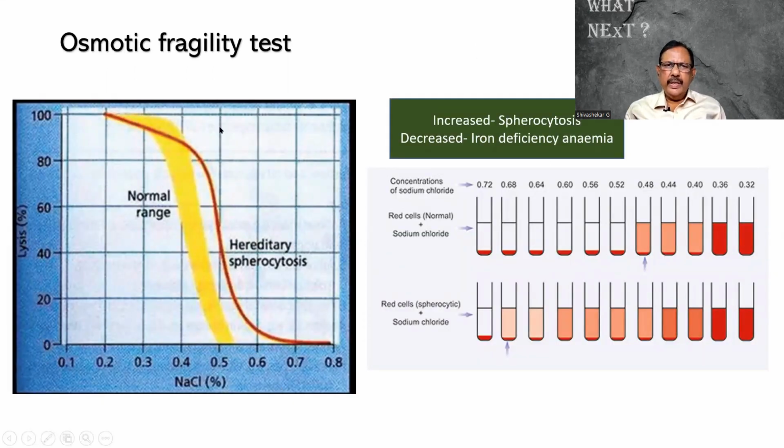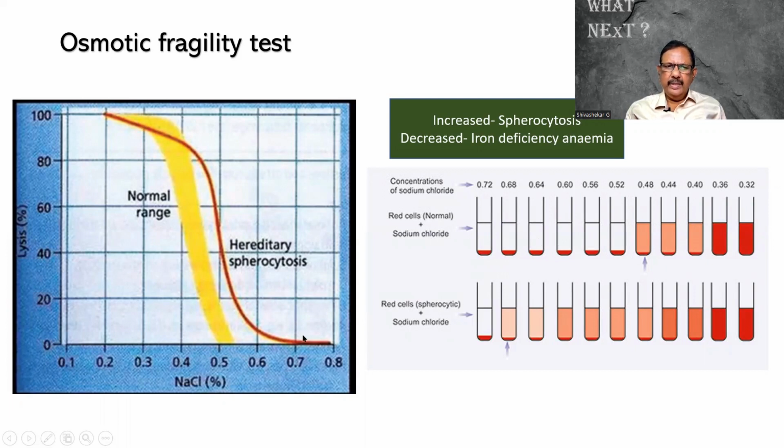And what are we seeing on the screen? This is the osmotic fragility test. Osmosis is a process wherein fluid can come inside or go outside. And fragility is the breaking of a cell. Now, what is happening over here? There are two sets of samples. This is a suspected spherocytic sample. This is a normal sample for control. And there is a series of tubes with saline of varying concentration.